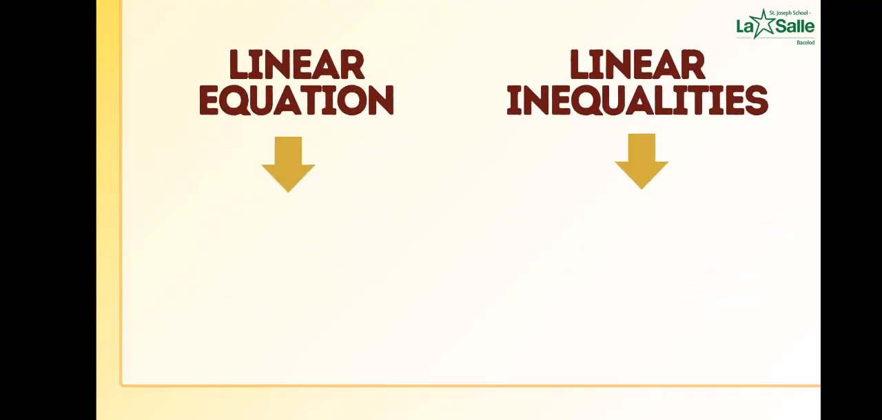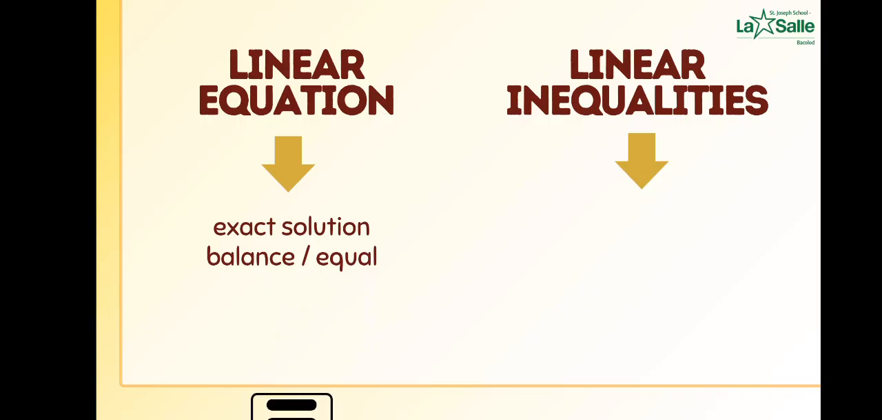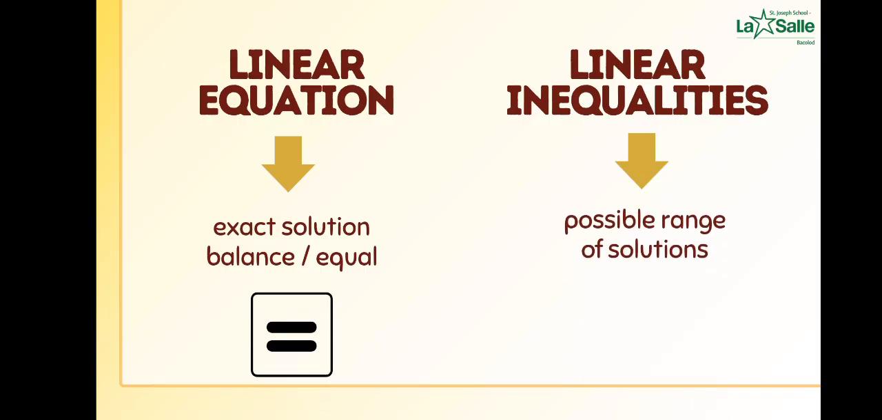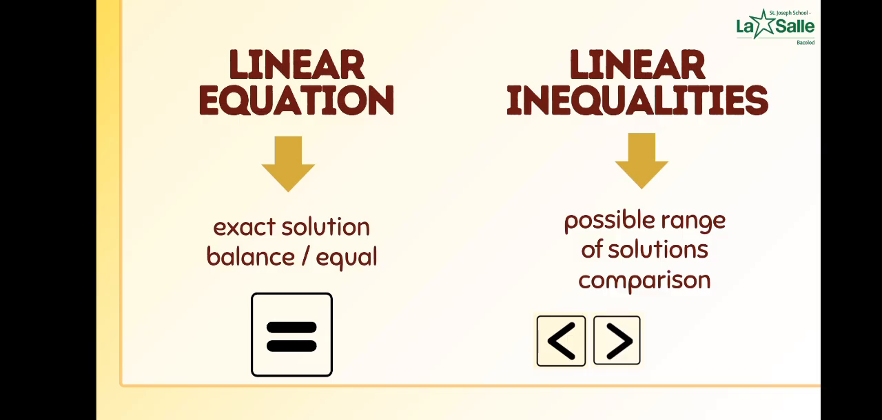So let us now differentiate linear equations and linear inequalities. First, we have the exact solution. For the linear equation, we only have one exact solution. It has a balanced or equal expression, and it uses an equal sign. For linear inequalities, there is a possible range of solutions, there is comparison in our expression, and we are utilizing these four different symbols: the less than, the greater than, the less than or equal to, and the greater than or equal to.